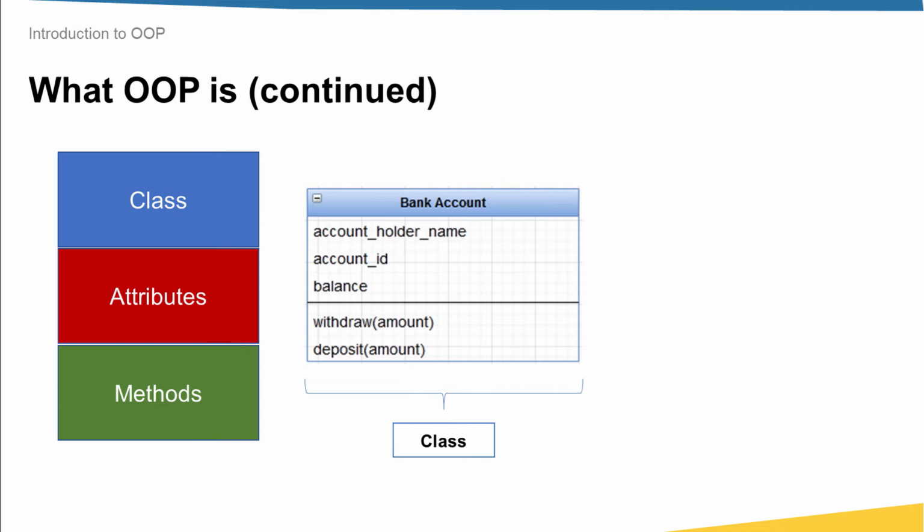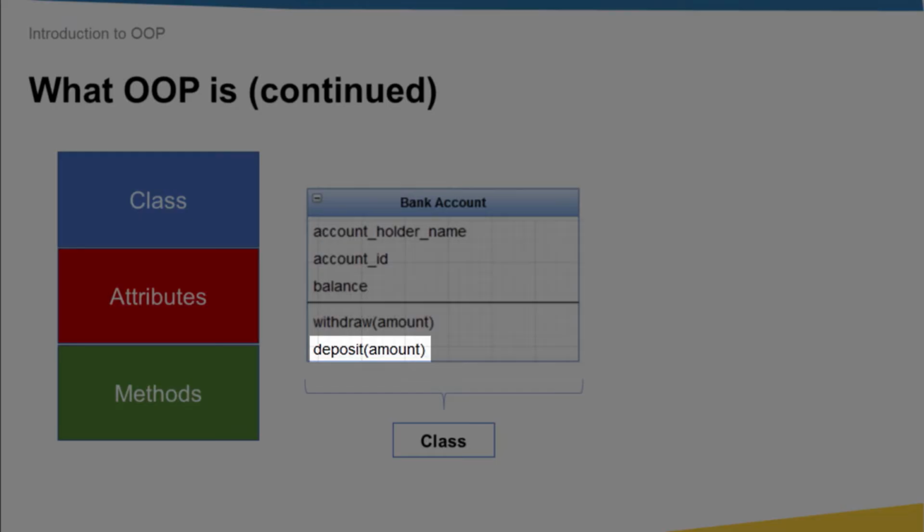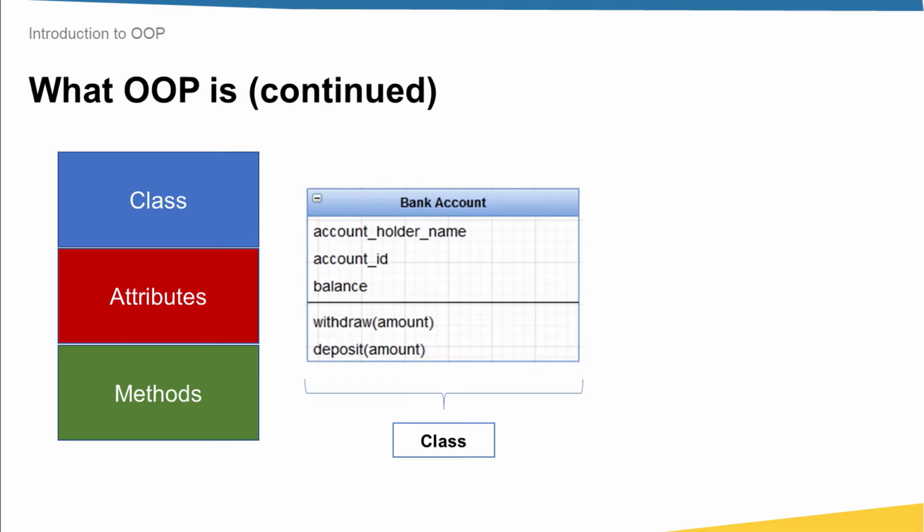After that, we have to define the actions that I can do in order to process these attributes. So for example, when I have a bank account, I can withdraw money, which means I can take some money from my account, or I can deposit money, which means I can add some money to my account. So in this case, bank account is the class, account holder name, account ID, and balance are the attributes, and withdraw and deposit are the methods.